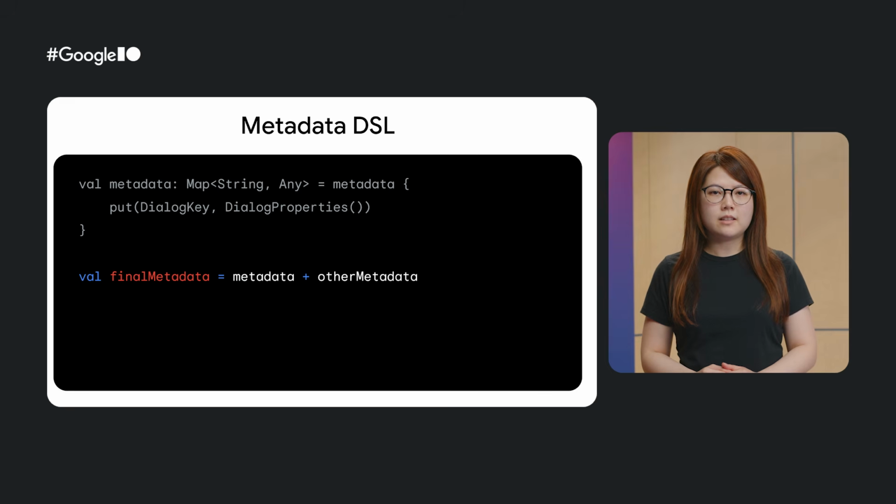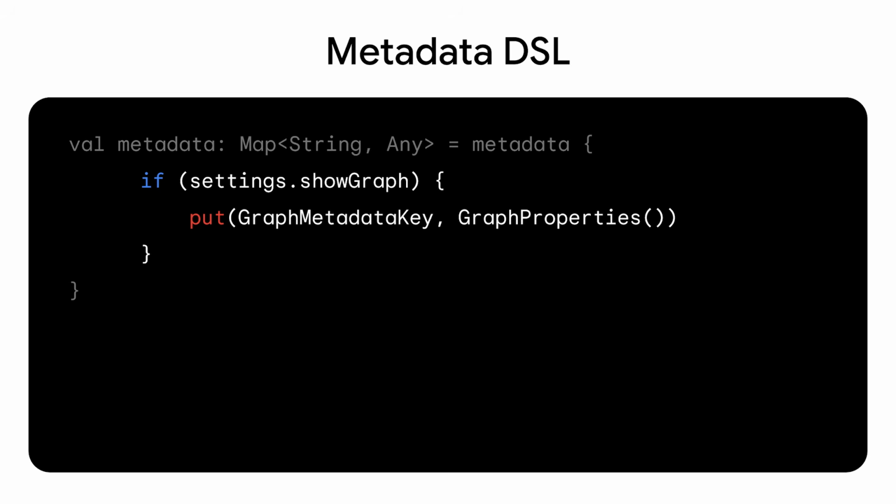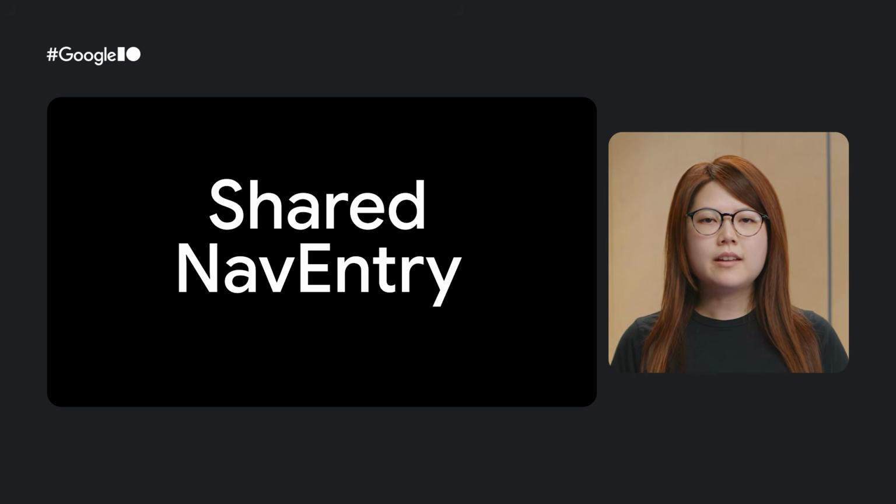This allows you to declare modular, reusable metadatas, which you can mix and match to create the final metadata for a given entry. With the DSL, you can also write conditional logic to determine the final metadata that you want to add. Another new feature that was added in 1.1 is the support for shared nav entries.